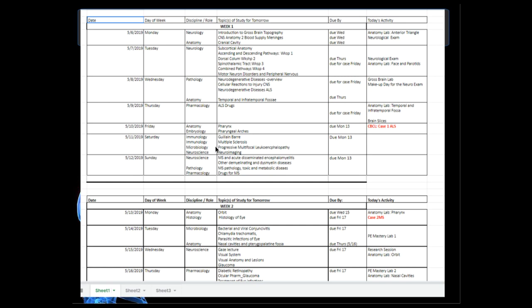I think with these specific disciplines like immunomicro, genetics, pathology, pharmacology, it's pretty much the same as it's always been. It's very focused on this specific case or this specific disease.